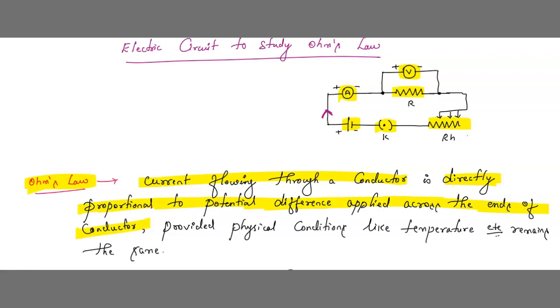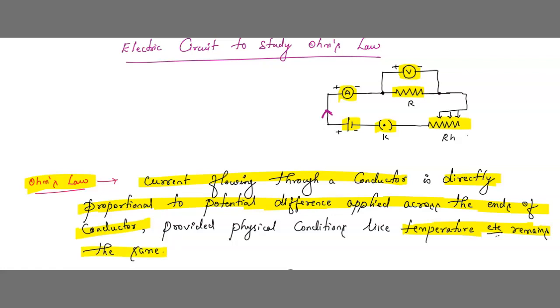It means how much current is flowing in this conductor, it is directly proportional to the potential difference. How much potential difference is there, that much current is there. But one condition is there in Ohm's law, and actually it's very difficult to maintain this. Ohm's law states this provided the physical conditions like temperature remain constant. So this is what Ohm's law states.